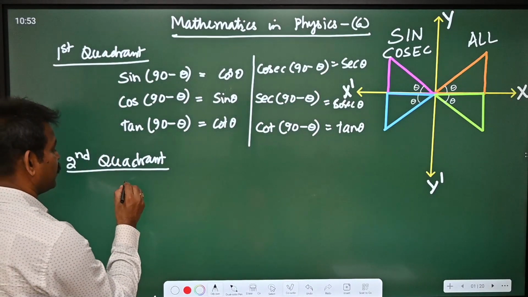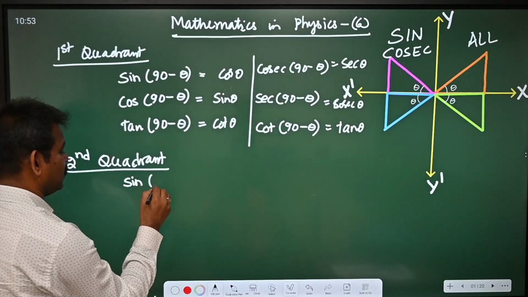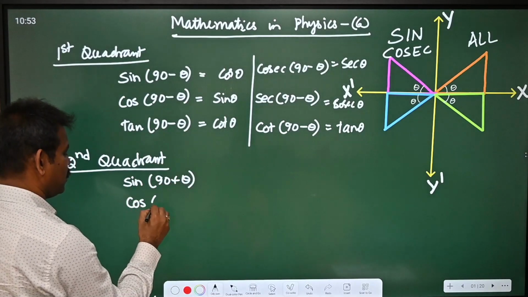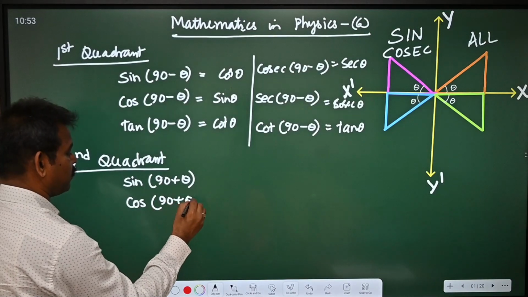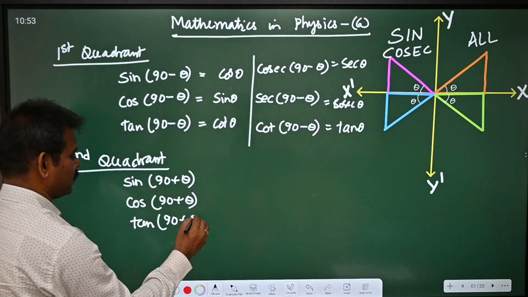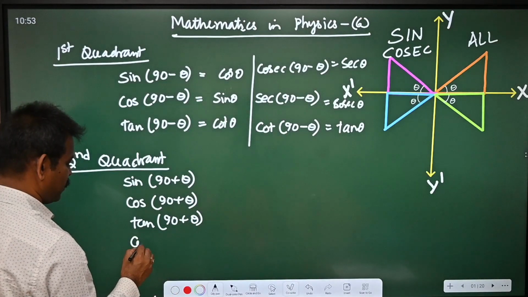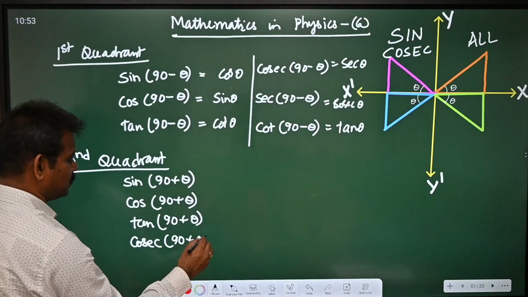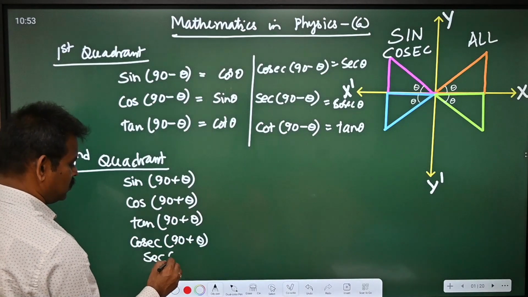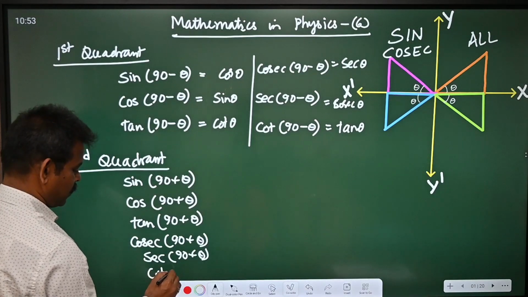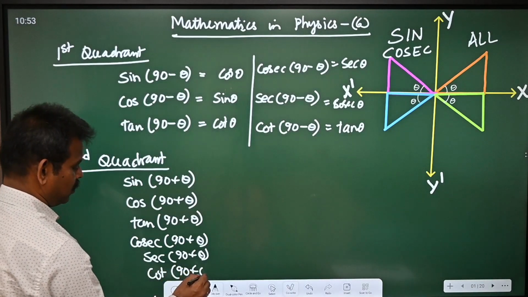So now I am writing sine 90 plus theta, cos 90 plus theta, tan 90 plus theta, cosecant 90 plus theta, secant 90 plus theta, cot 90 plus theta.